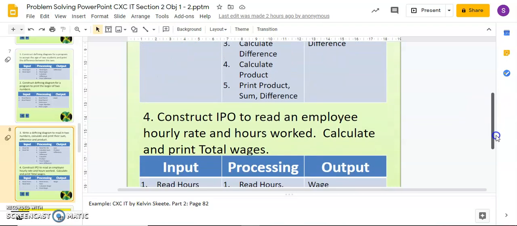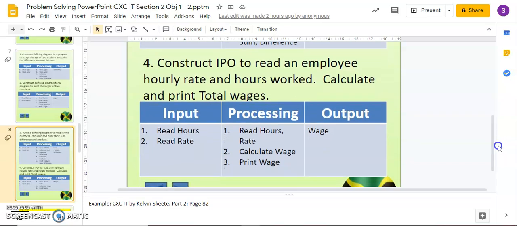Number 4 example: construct an IPO to read an employee's hourly rate and hours worked, then calculate and print total wages. Our input would be read hours, read rate. Our processing would be to read hours and rate, and then tell the computer to calculate the wage and print the wage, which would be our output.